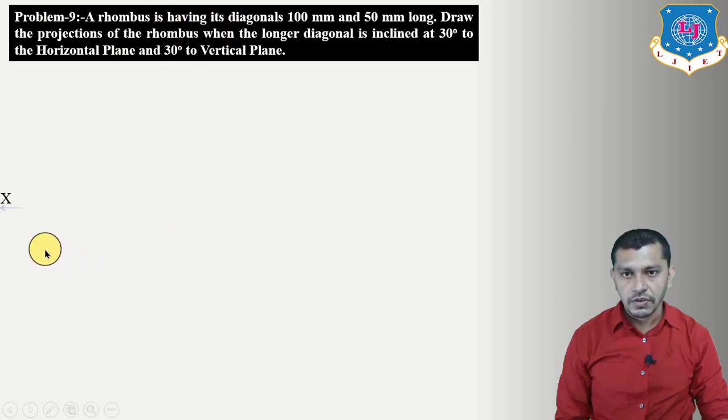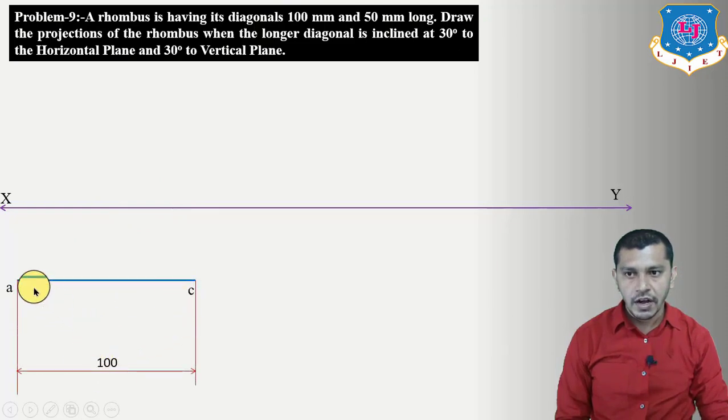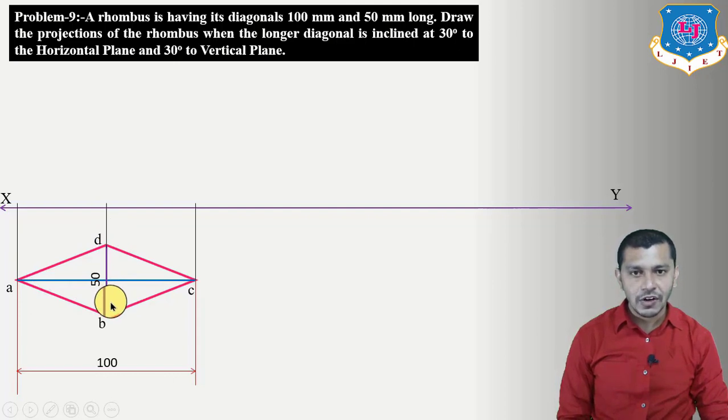So let's start. First of all, draw the XY reference line, and after drawing the XY reference line, now we have to draw the rhombus by taking the longer diagonal parallel to the XY reference line and on the horizontal plane. First of all, draw the longer diagonal of 100 mm, diagonal AC. Now the shorter diagonal of the rhombus is 50 mm, so draw shorter diagonal BD. Connect these points A, B, C, D. We will get the rhombus having a longer diagonal 100 mm, shorter diagonal 50 mm, and the diagonals of the rhombus are the perpendicular bisectors of each other.